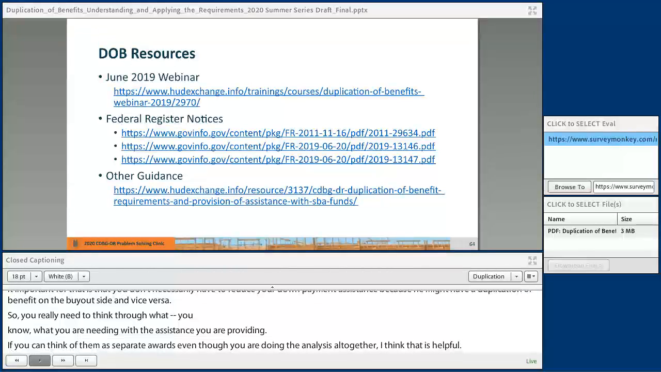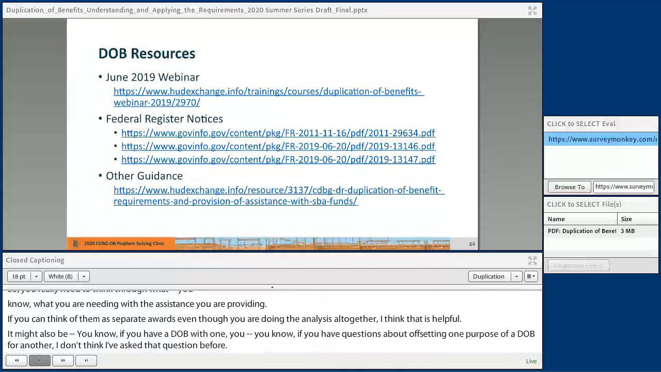It might also be that if you have a DOB with one, you have questions about whether you can offset one purpose's DOB with another. I don't think I've been asked that question before, so follow up with us if that comes up in your specific case and just ask separately, because I don't want to speak before I'm looking at actual facts for something like that.